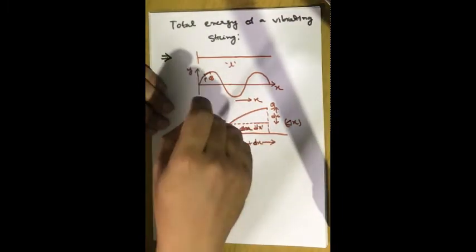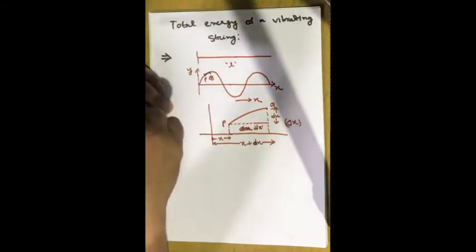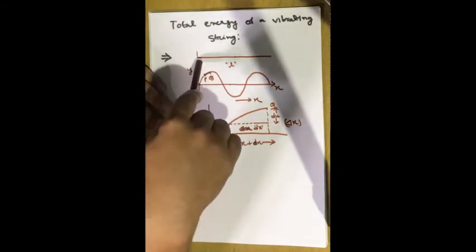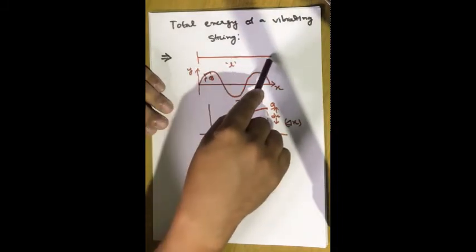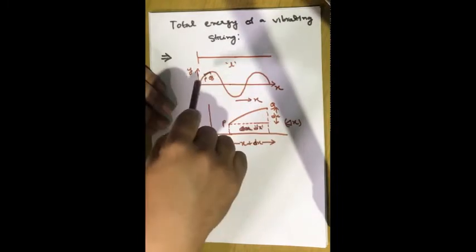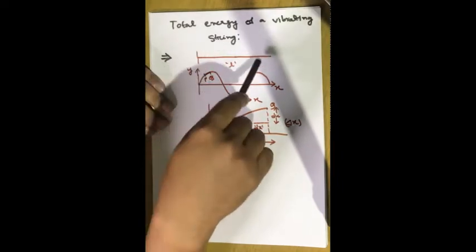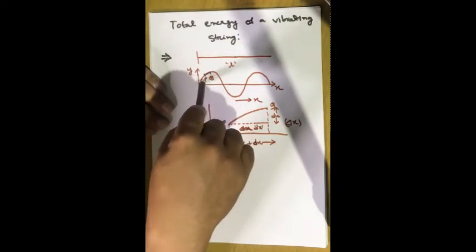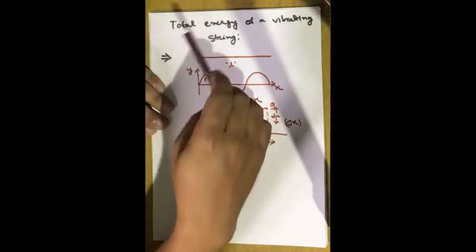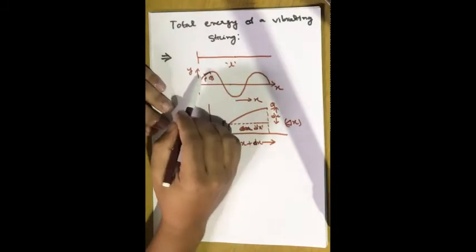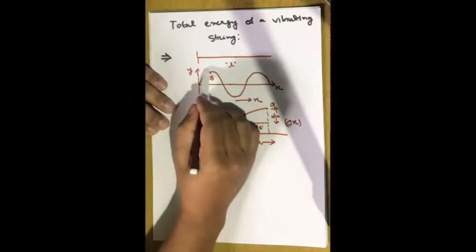Good morning, students. In this class, we are going to derive the expression for the total energy of a vibrating string. Suppose we consider a string of length L in the equilibrium position like this. Now, if we disturb the string with an oscillating force, there will be a transverse wave that will pass through the string, and at any instant of the transverse wave, let us consider the scenario like this.